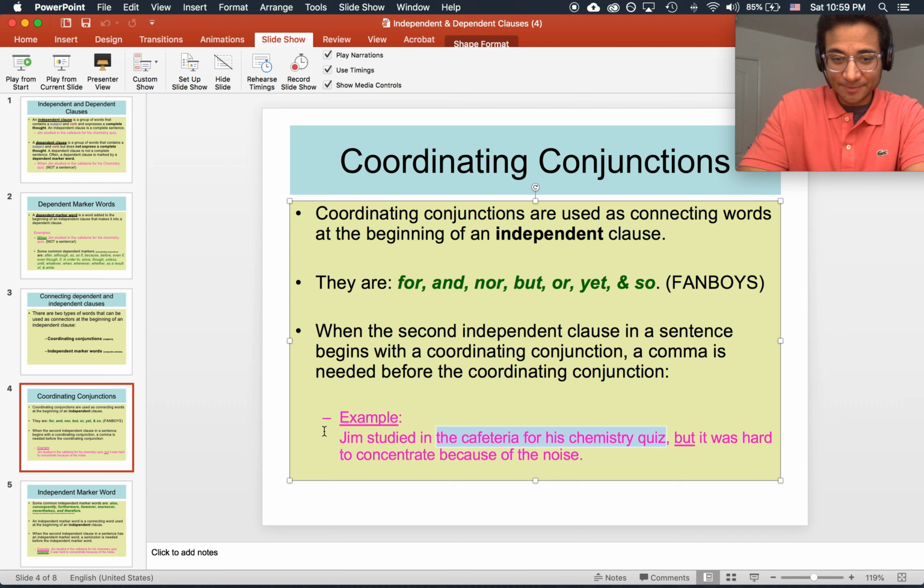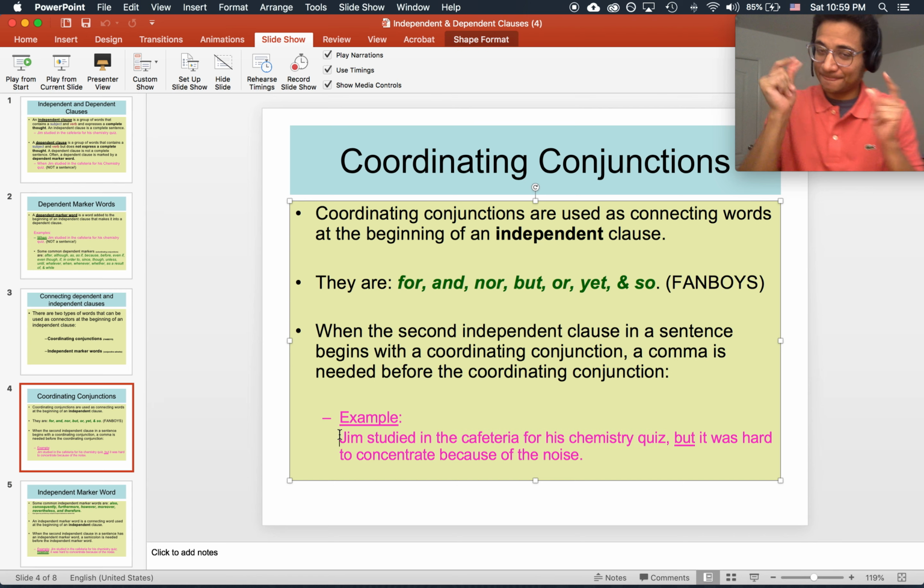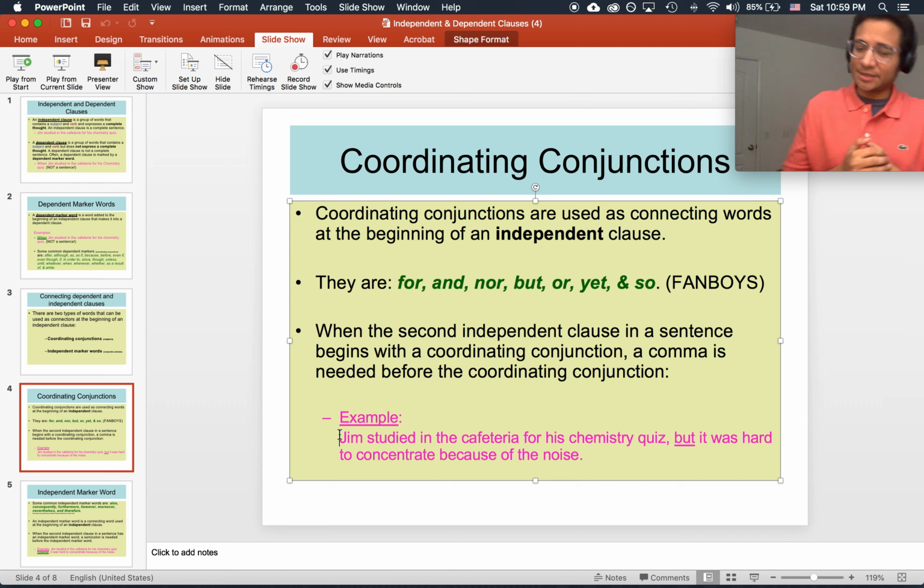Okay, Jim studied in the cafeteria for his chemistry quiz. What kind of clause is this? Dependent or independent? Independent, yes. It's expressing a complete idea. It can stand on its own. It has the subject. It has the verb. It's expressing a complete thought.